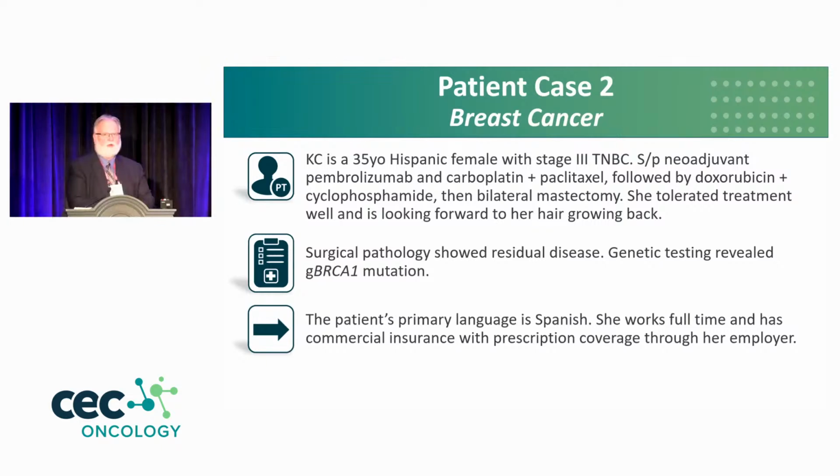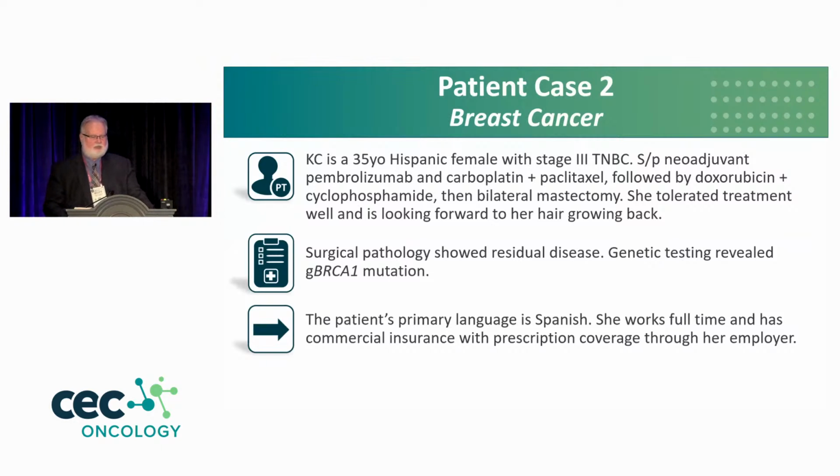So let's move on to the breast cancer patient. We've got a 35-year-old Hispanic female with stage 3 breast cancer, status post neoadjuvant pembro and carbo and paclitaxel, followed by doxorubicin and cyclophosphamide. Then she underwent a bilateral mastectomy. She tolerated all the treatments well and is looking forward to her hair growing back. The surgical pathology showed residual disease, and the genetic testing showed a germline BRCA1 mutation. The patient's primary language is Spanish.